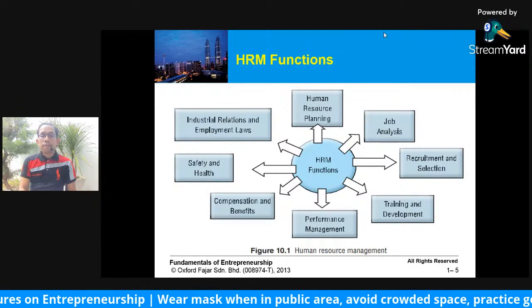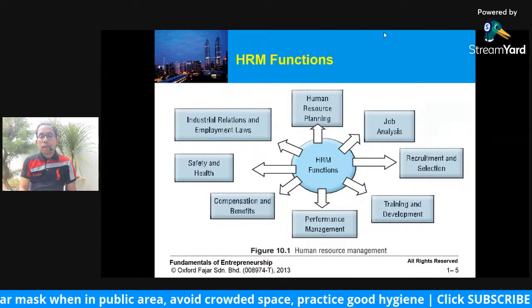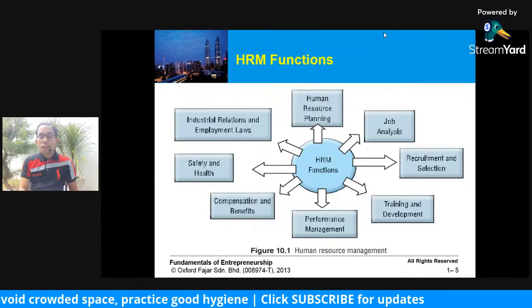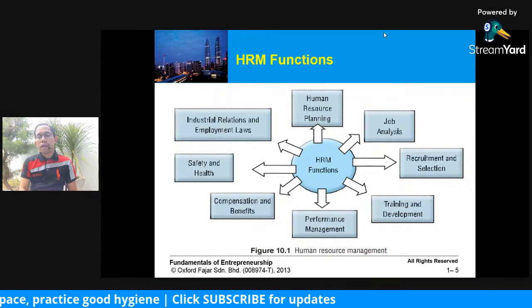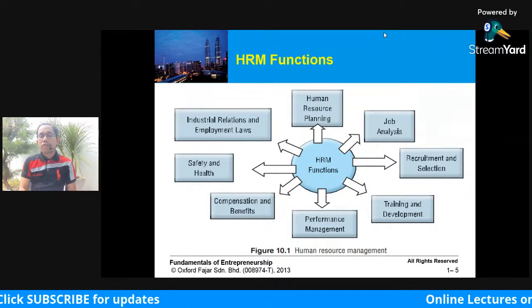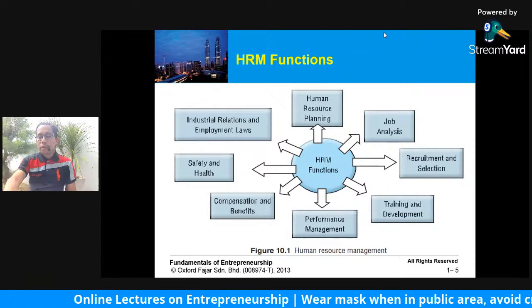some areas might not be concerned about that, and so after a few cases happen, then they thought safety and health are very important as well. So this is a function that should be there when you start your business, especially when you talk about hiring people.